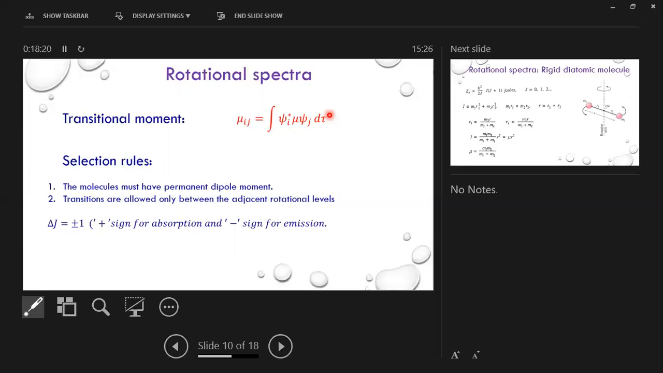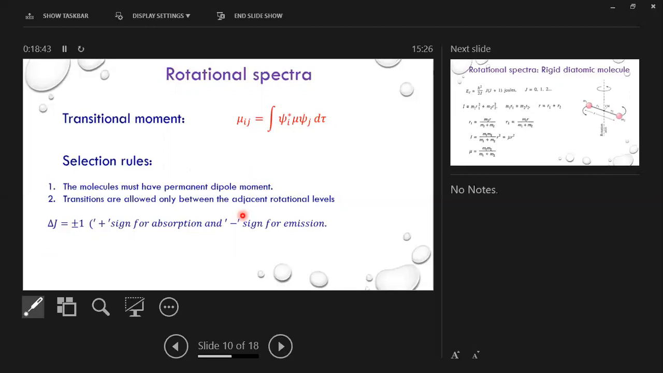And based on this general angular momentum theory, the angular momentum quantum number L that we have already designated in atomic physics is now redesignated as capital J. The angular momentum will now be designated by capital J. And the transition moment will have some selection rules.